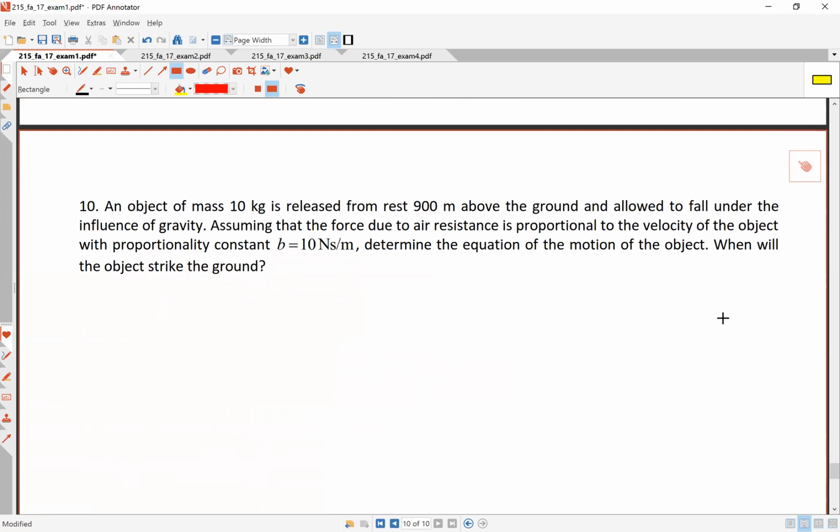Number 10, an object of mass 10 kilograms is released from rest 900 meters above ground and allowed to fall under the influence of gravity. So we have this object that we've released, and it has its weight due to gravity pulling it down, and then we also have a force due to air resistance proportional to the velocity. I'm going to take downward to be positive, which means this position is going to be x equals 0, and down on the ground is going to be 900 meters.